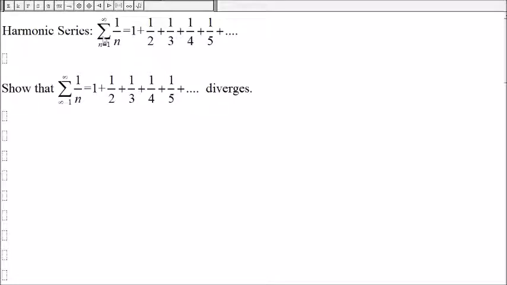This type of infinite series has a name. It's called the harmonic series. And so we have this harmonic series right here. We add all these values up, 1 plus a half, plus a third, plus a fourth, plus a fifth, and so on. And we want to show that this harmonic series diverges. When we add them all up, it is equal to infinity.